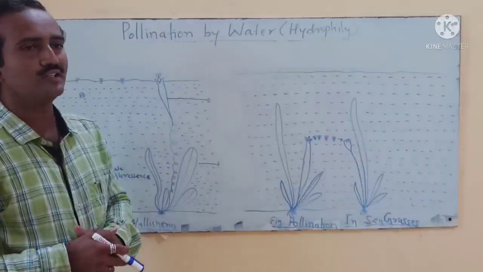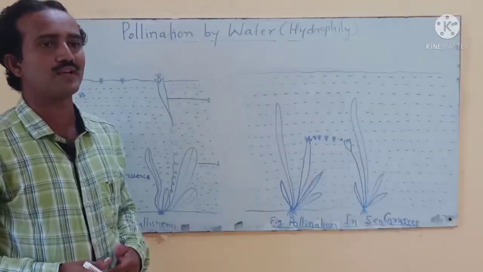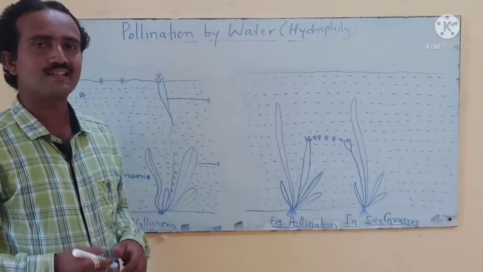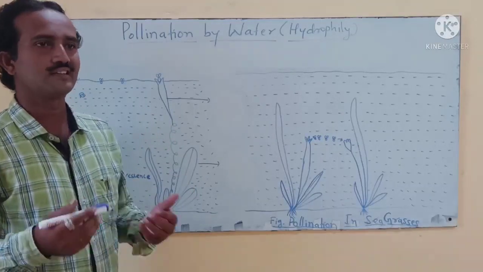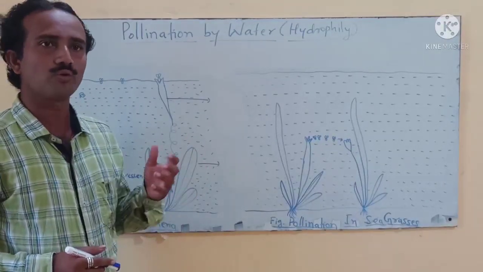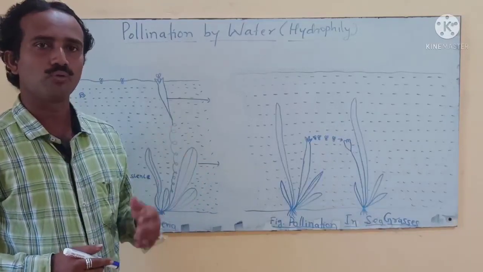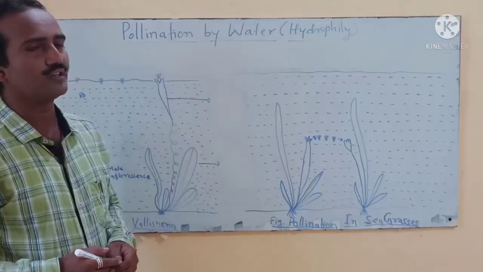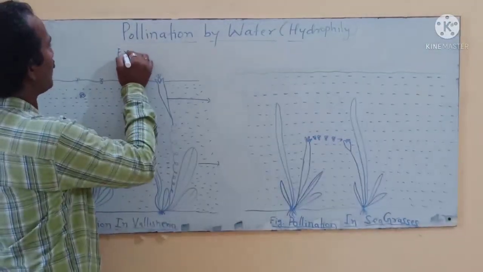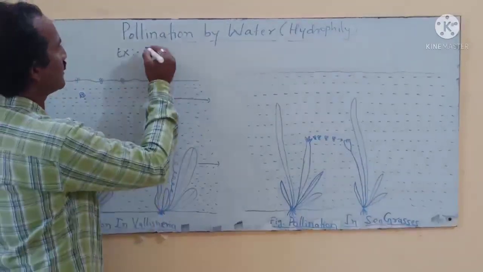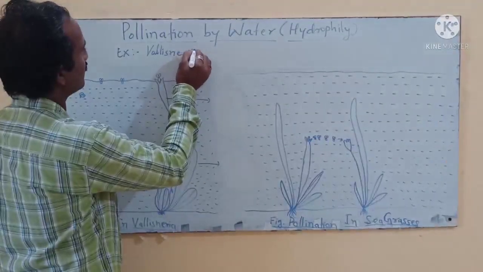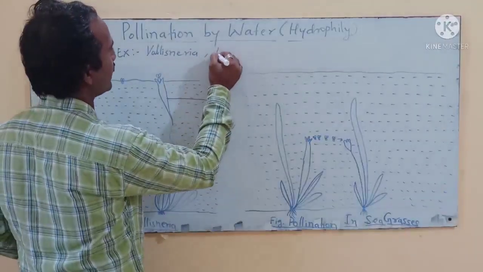Pollination by water takes place in aquatic plants, and it is rare. This pollination is rarely observed. About 30 genera have this type of pollination. For example, mostly monocotyledons observe pollination by water. Some examples we can take. Pollination occurs by water in Vallisneria or Hydrilla.